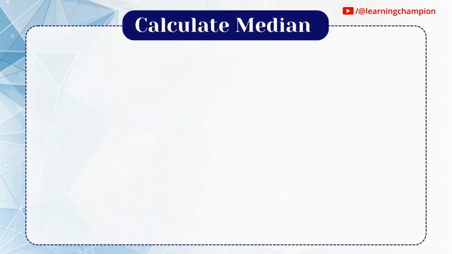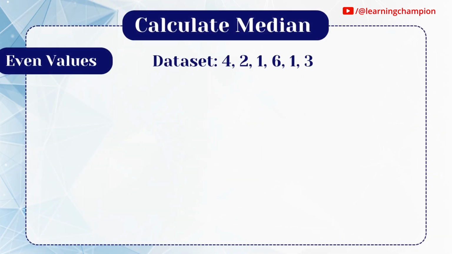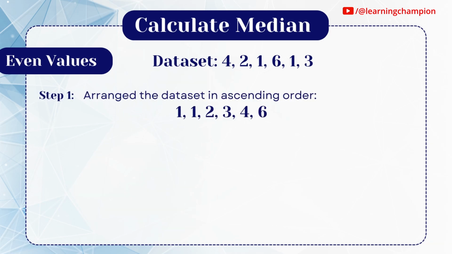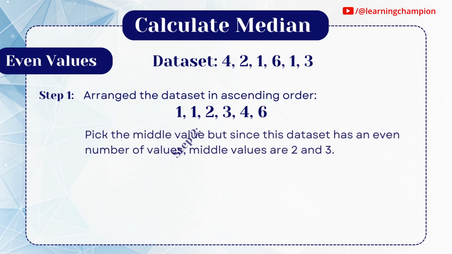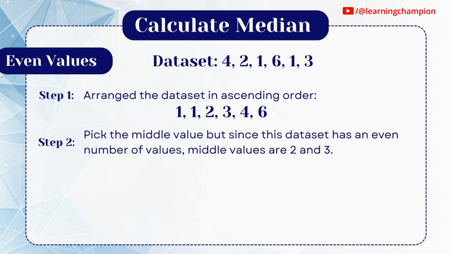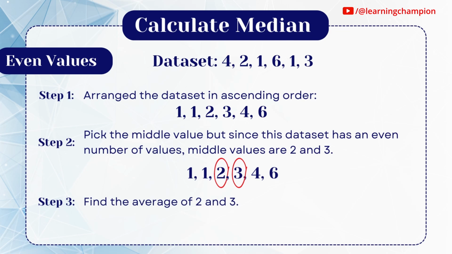Now let's see how to calculate the median of this dataset with an even number of values. In this dataset, we have 6 values. For step 1, we have arranged the dataset in ascending order. Step 2 is to pick the middle value, but since this dataset has an even number of values, middle values are 2 at the 3rd position and 3 at the 4th position. Step 3 is to find the average of these two values, which is 2 plus 3 divided by 2, that is 2.5. Hence, the median is 2.5 for this dataset.